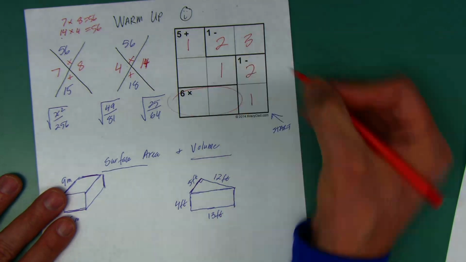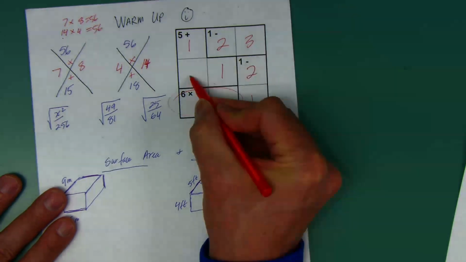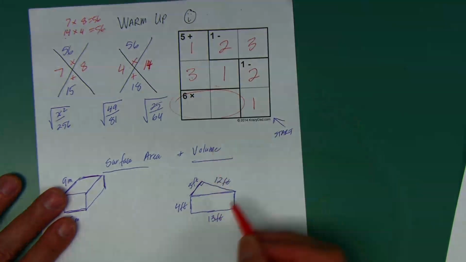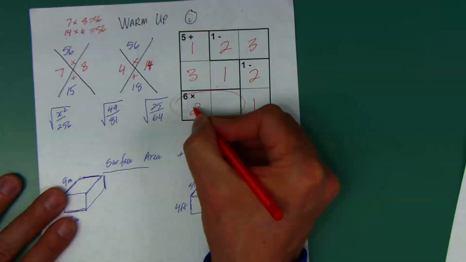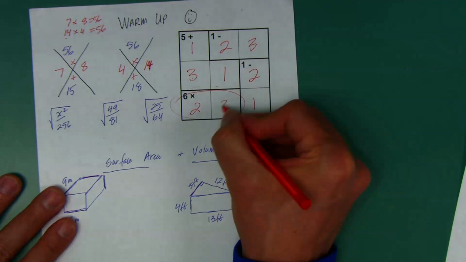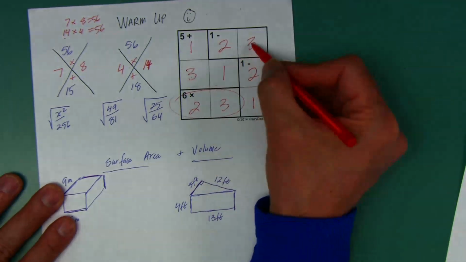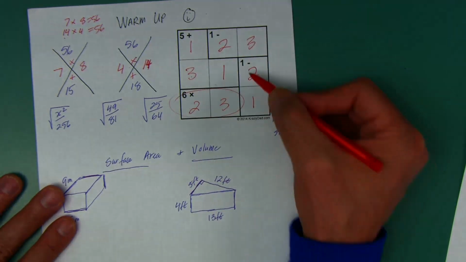No, so the 1 has to go there, which means what has to go here? I have a 1 and a 3, what's missing? I have a 2 times what is 6? And 2 times 3 is 6. 1 plus 3 plus 1 is 5. 3 minus 2 is 1, and 2 minus 1 is 1.